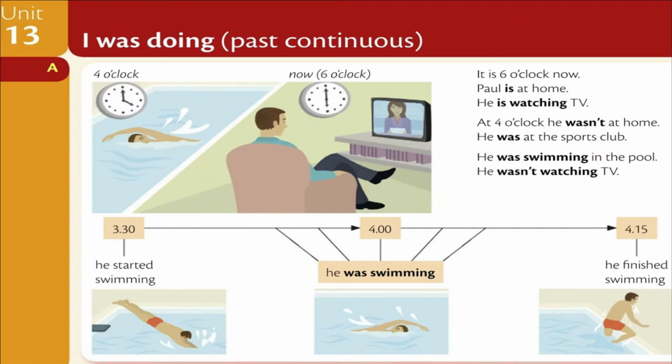Unit number 13. I was doing. Past continuous. Section A. We are going to compare past, that is 4 o'clock, with present 6 o'clock. It is 6 o'clock now. Paul is at home. He is watching TV.